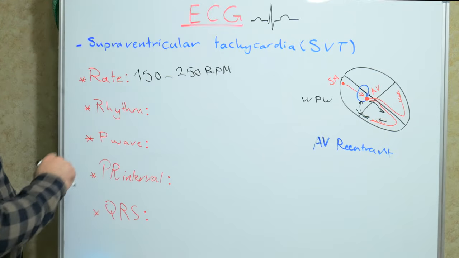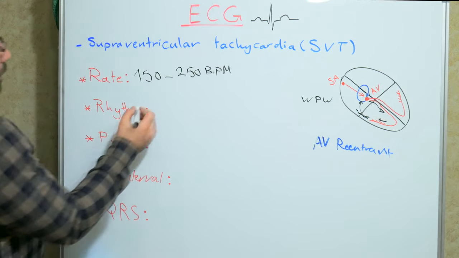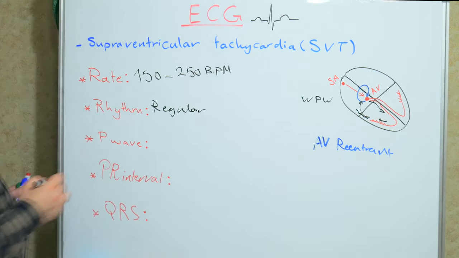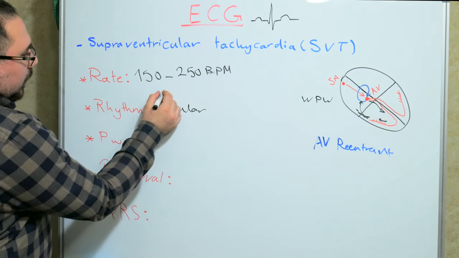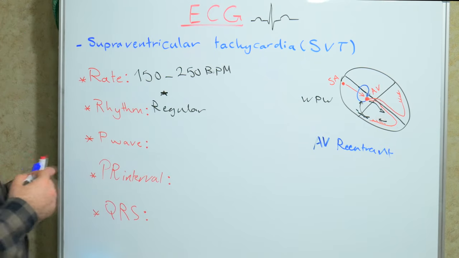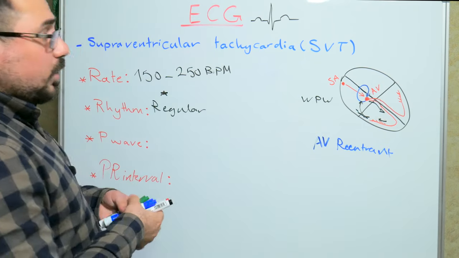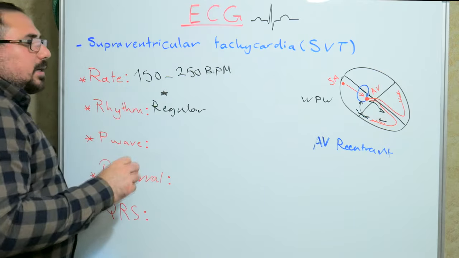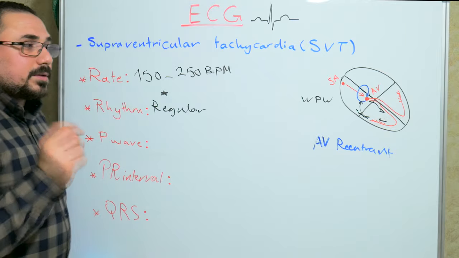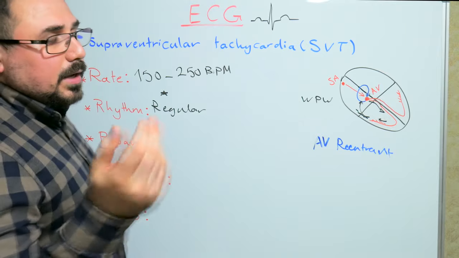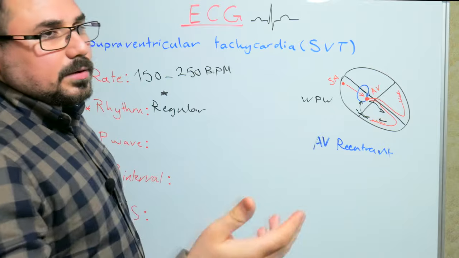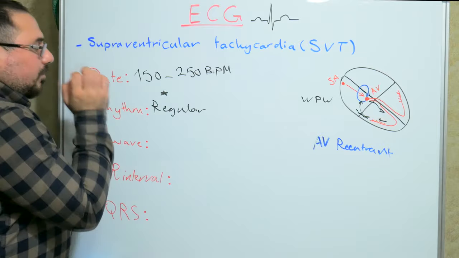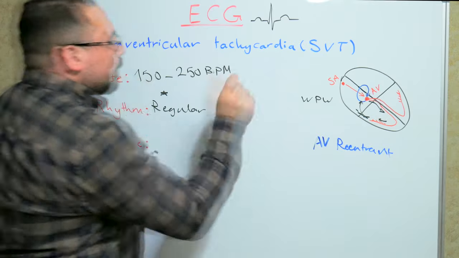So what about the rhythm of this arrhythmia? It will be a regular rhythm. This is a very important one. I will put some star here. This is very important, because if the question tells you it's irregular, you have to take supraventricular tachycardia out of your mind. You will think about a lot of other arrhythmias that happen in the atrium, like atrial fibrillation, which is an irregular rhythm. But this one will be regular. So this is a very regular rhythm.